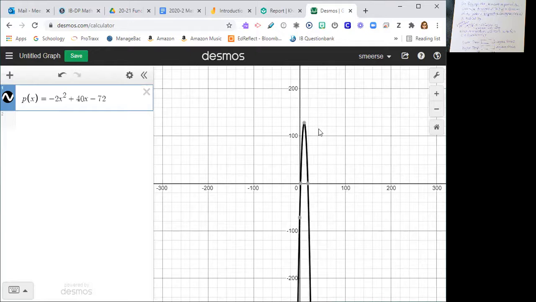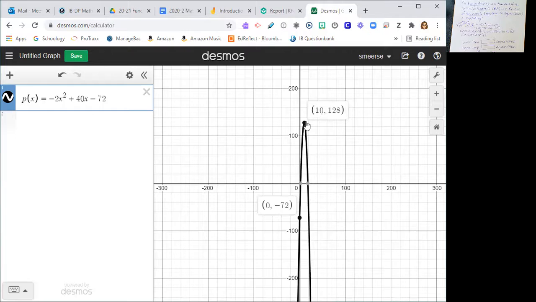Now we see this is a very skinny parabola, and now we see many of our points. We have our y-intercept at 0, -72. We have our vertex, which is our maximum here because it's the highest point of our graph, so it's the maximum at 10, 28. But going back to the problem, let's see what they actually wanted.